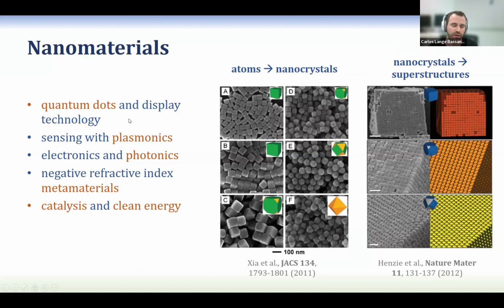And then there are several coming applications for that: quantum dots, right? In display technology, you have probably already seen new TVs using quantum dots. And this was the Nobel Prize in Chemistry 2023 on quantum dots. Also sensing with plasmonics, photonics, so negative refractive indices, and a lot of catalysis and clean energy, right?